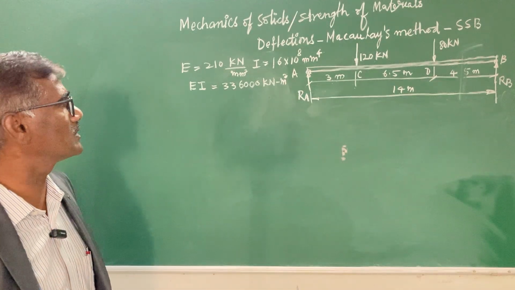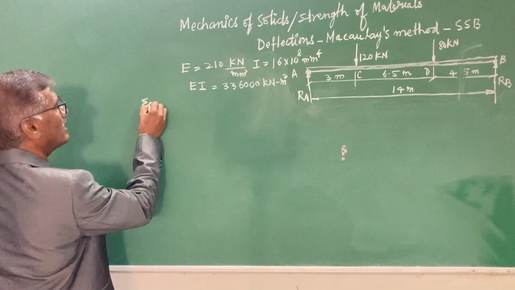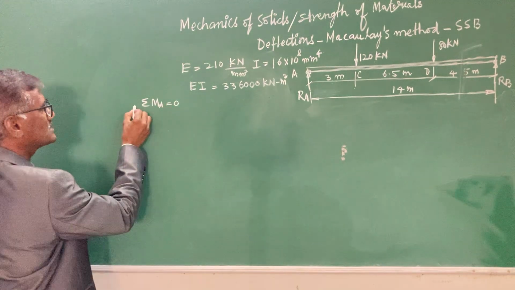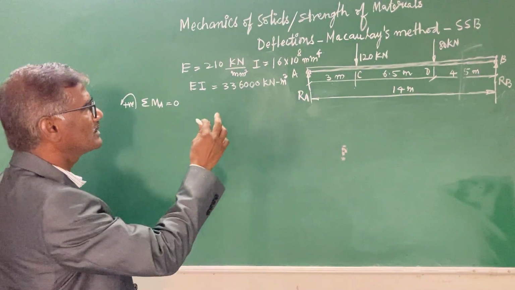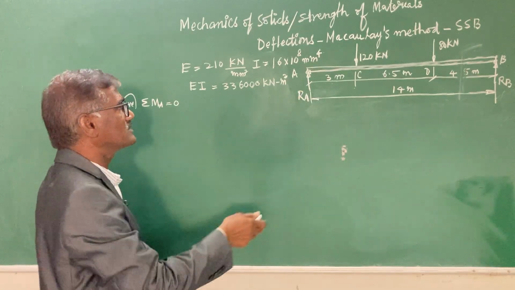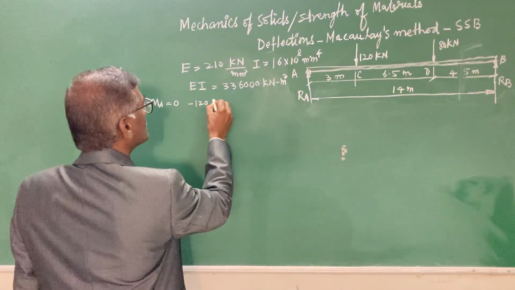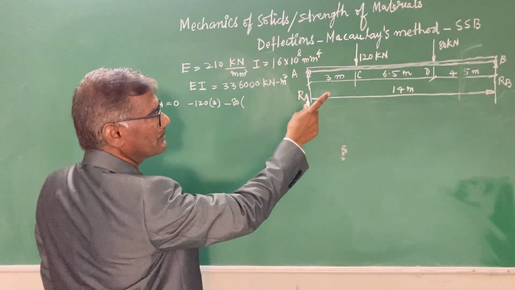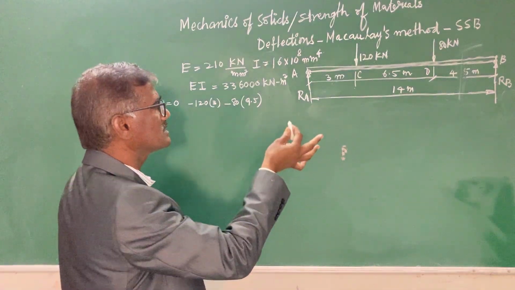It is subjected to two point loads and you have to use equations of equilibrium. I am using sigma MA equals 0, the moment sum about the left hand support. I am treating anti-clockwise moments as positive. With this notation, your 120 kilonewtons and 80 kilonewtons both contribute a clockwise turning effect. That becomes negative. So 120 into the moment arm of 3 meters, again 80, the moment arm is 3 plus 6.5, that is 9.5 meters.